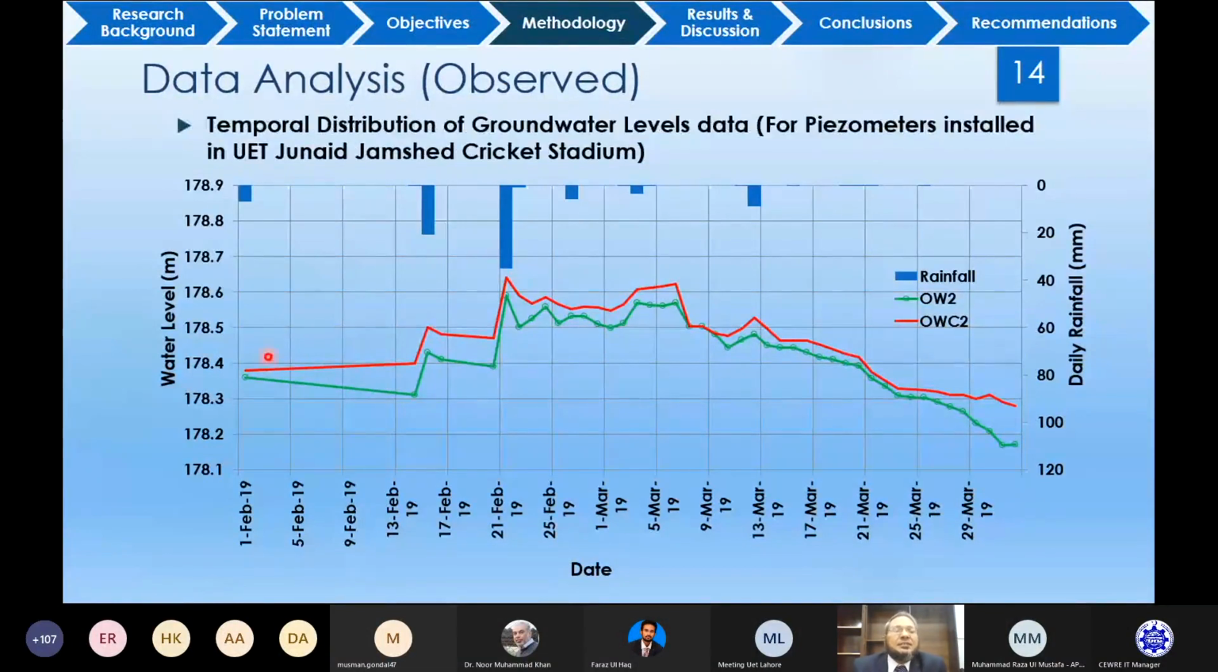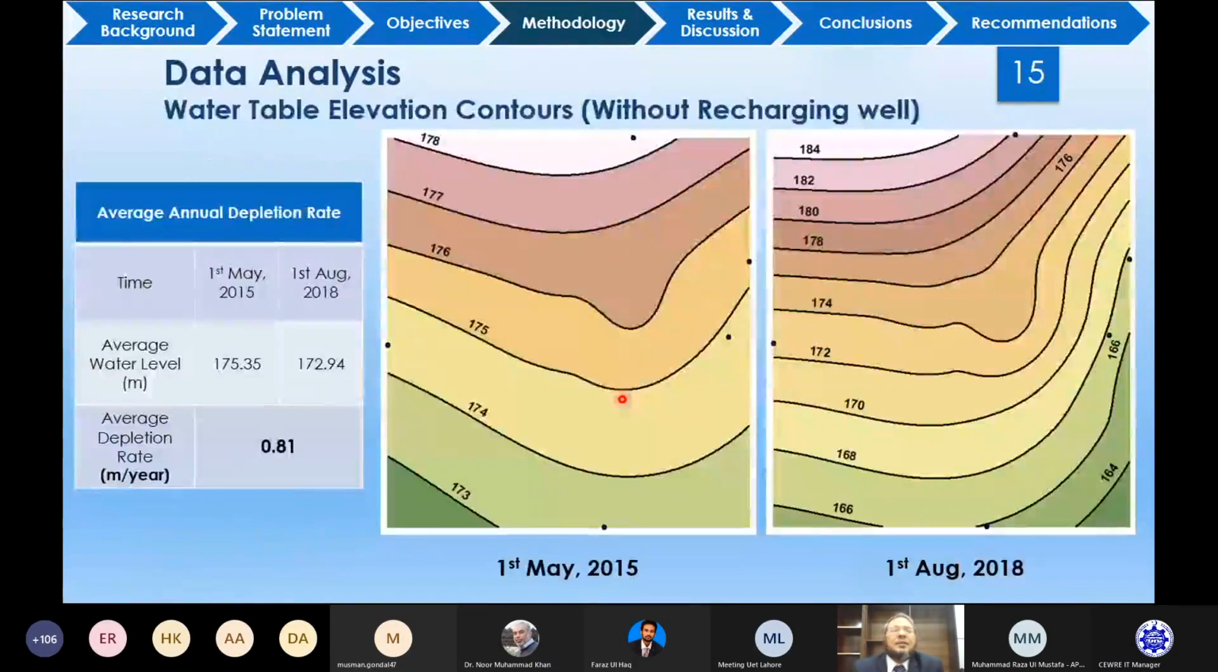So these are basically the plots of the observations of the observation wells. There were 2 observation wells; observation well OW2 is close to the recharging well, and this one is away from the recharging well. And you can see that these show some rise in the water table when there are rainfall events. And this is the analysis of the data and the contour maps of the water table in 2015 and 2018.